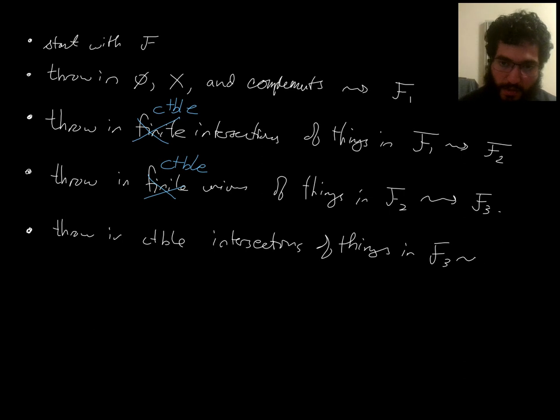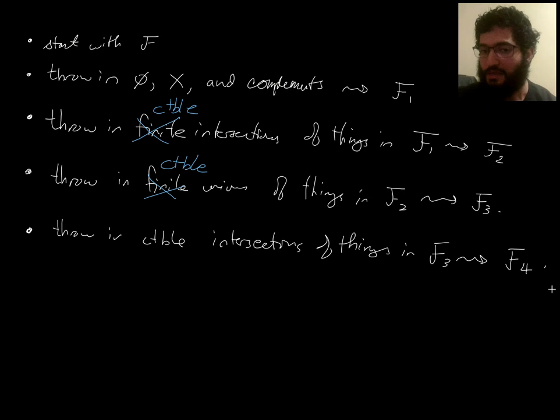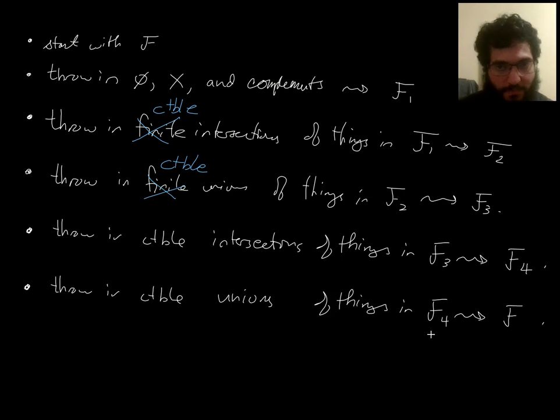In F3, and that will give us a new class of sets, which we can call F4. So that's good. The problem, same sort of argument as before, but with intersections flipped with unions, is that this is not necessarily going to end up being closed under countable unions. So what would you do next? Throw in countable unions of things in F4 and get F5. But now it might not be closed under countable intersections.